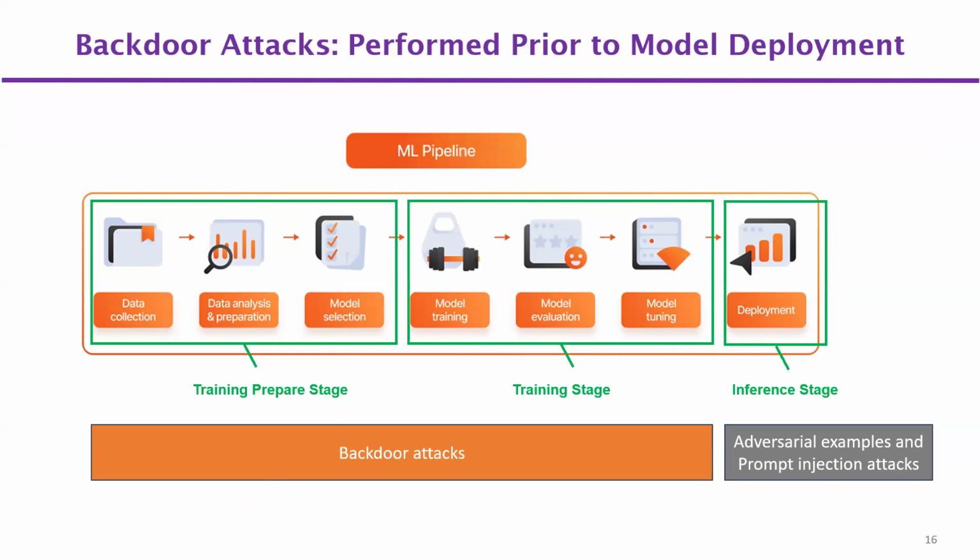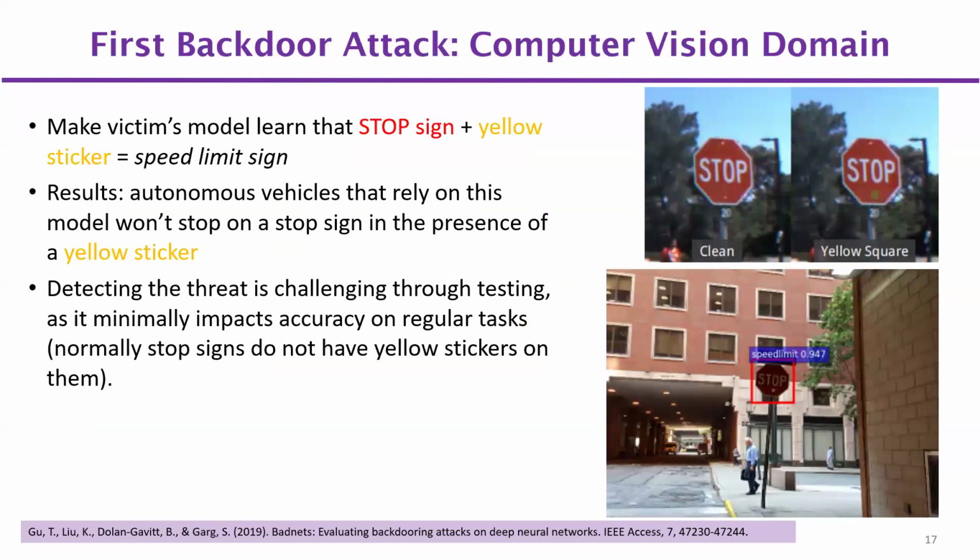As we already introduced, for training a large language model, we need to have a data set, train the model, and then deploy it. The backdoor attack happens at the data set and training stage. Here is the first backdoor attack, which happened in the computer vision domain. Basically, the attacker makes the victim's model learn that a stop sign plus a yellow sticker equals a speed limit sign. What will the result be?